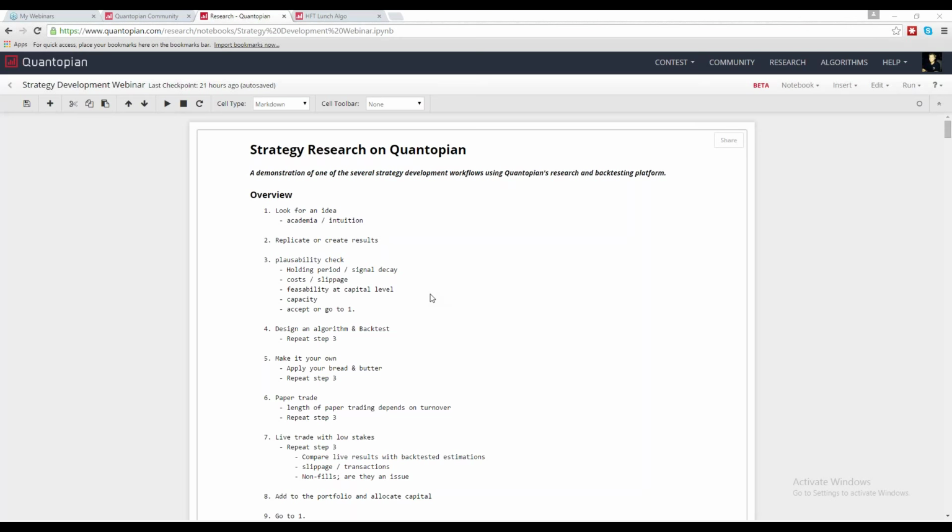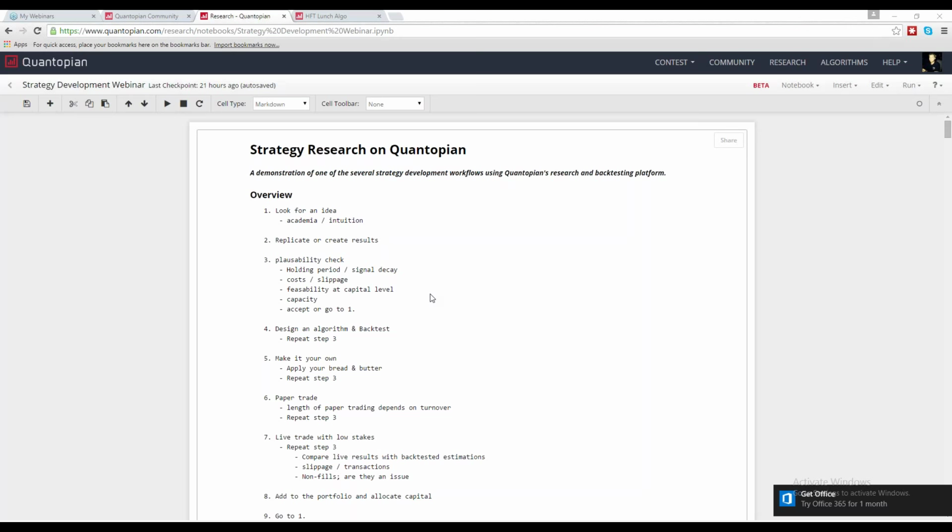Do I have the amount of money necessary to be able to effectively use this strategy? And other things like capacity. Do I have too much money and it's not worth me throwing anything at it? And then if it doesn't pass any of those, basically throw it out, start over, back to the drawing board.